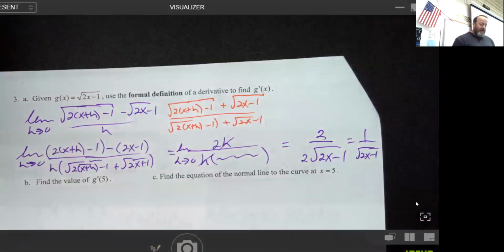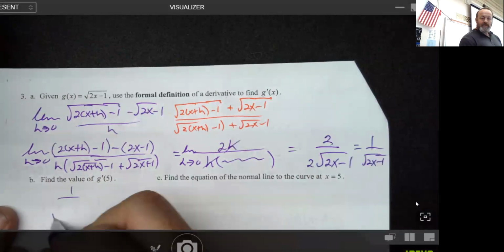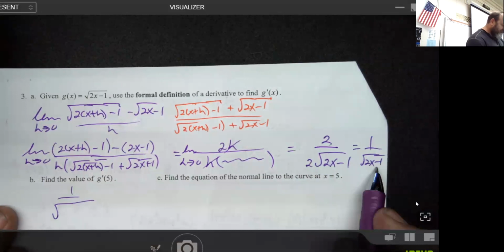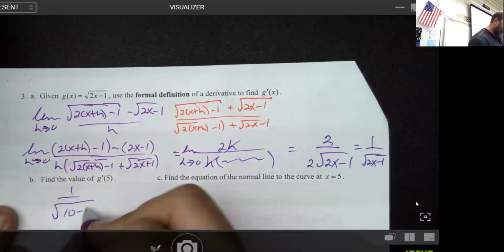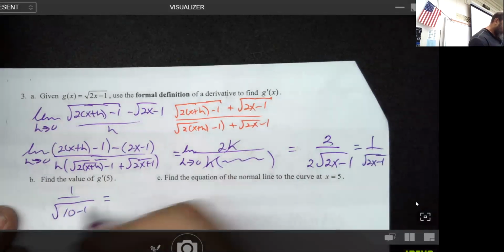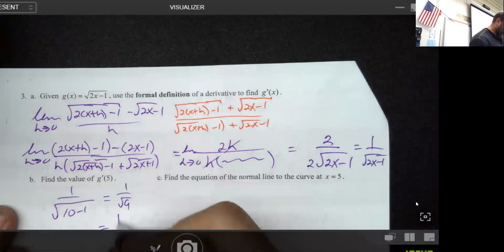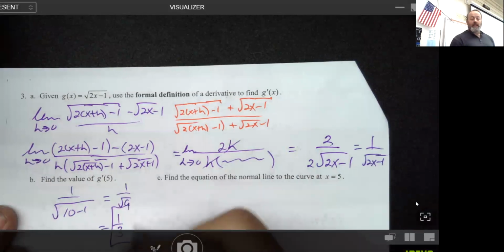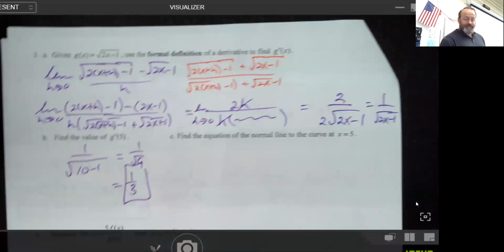Now, of course, if I wanted to find g prime of 5, I just need to plug 5 into that derivative. So g prime of 5 would be 1 over the square root of 2 times 5, which is 10, minus 1. That's 1 over root 9, also known as 1/3. So the slope of my tangent line would be 1/3.